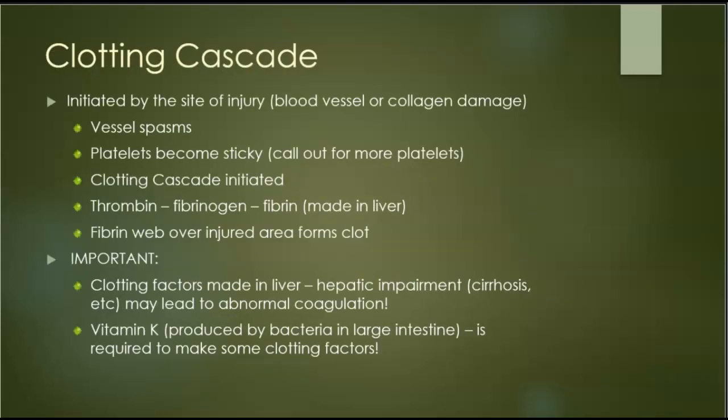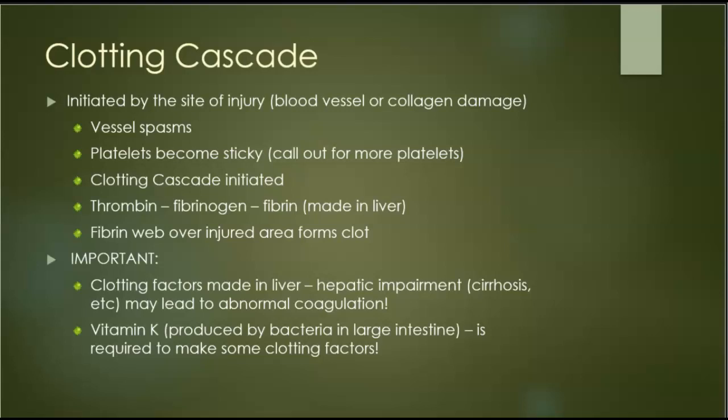So the clotting cascade, I really don't need you to know anything more elaborate about it than the fact that it occurs, okay? That there's some kind of an injury, there's a vessel spasm, the platelets become sticky, they put out a call for more platelets, like, hey, we need help over here. The clotting cascade is initiated, thrombin, fibrin occurs, and a fibrin web is kind of thrown over that little platelet clot, and together the fibrin and the platelets make a clot.